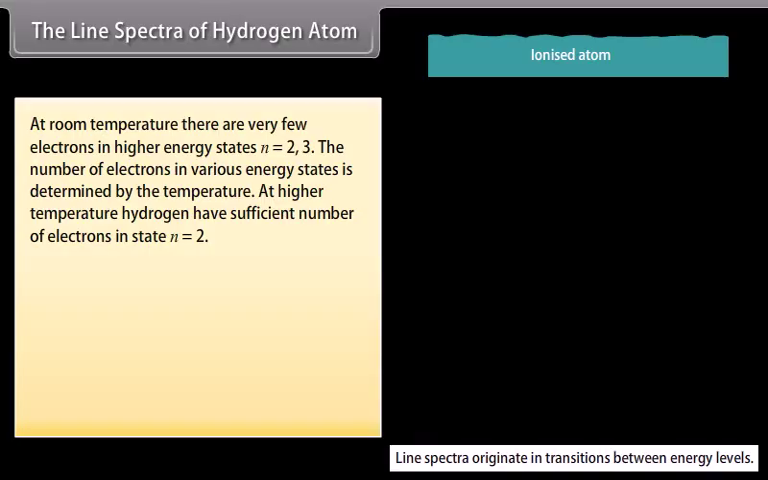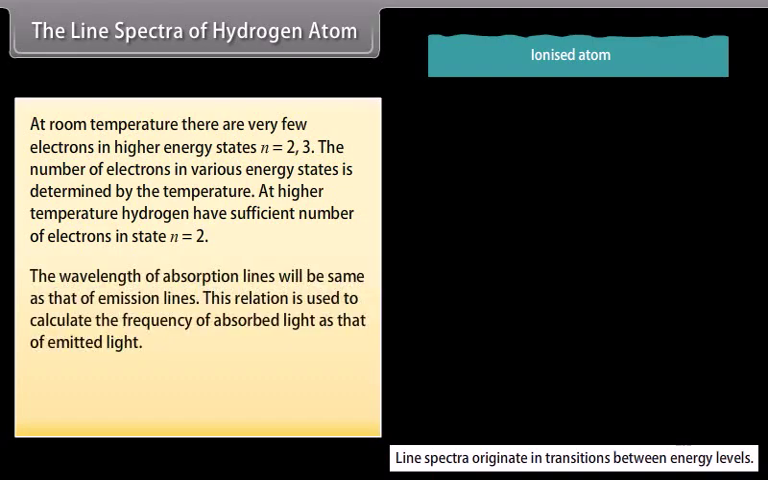At higher temperature, hydrogen has a sufficient number of electrons in state n equals 2. The wavelength of absorption lines will be same as that of emission lines. This relation is used to calculate the frequency of absorbed light as that of emitted light. E2 minus E1 equals h nu 12, which is equal to hc upon lambda 12.